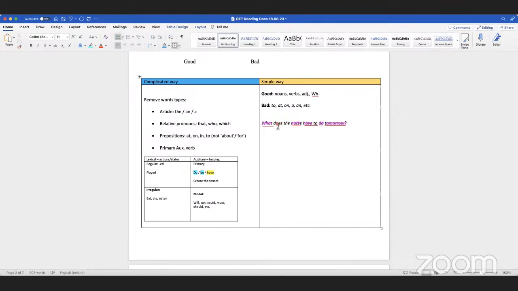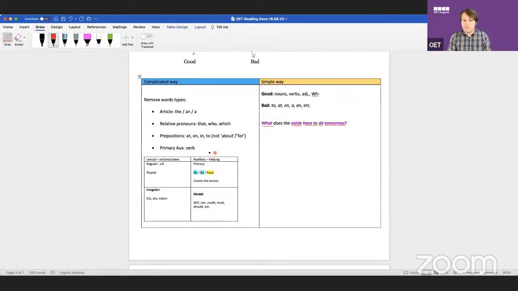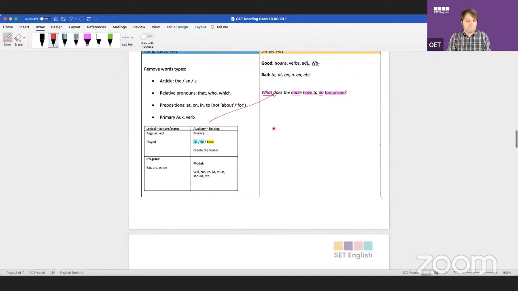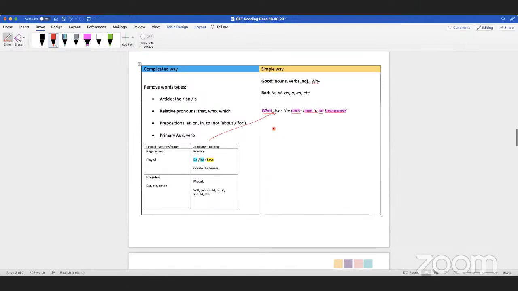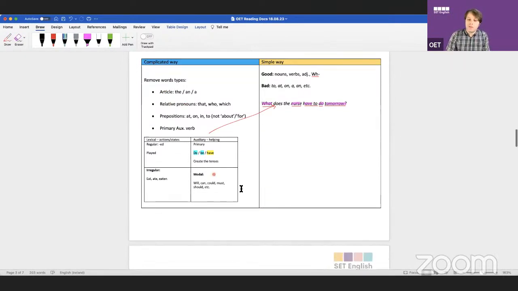Hello. What is this, everyone? What's that? Does. It's a primary auxiliary verb. Okay, so you don't need it when you're simplifying your question. You don't need auxiliary verbs. Does that make sense, everyone? Okay, so we're gonna practice this in a second. Don't worry, we'll practice this. But coming back to this then, so articles, relative pronouns, prepositions, primary auxiliary verbs.